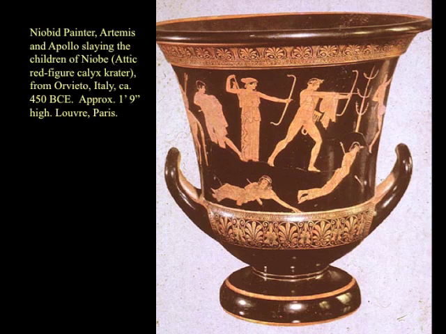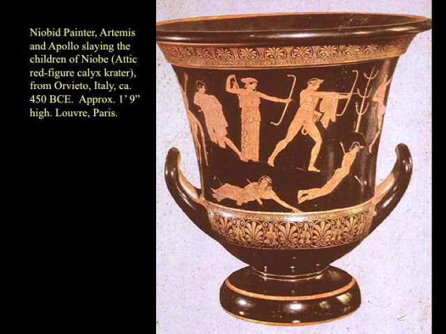But in many cases we can attribute the work of a series of vessels like this to a given artist based upon their style. And so this artist we call the Niobid painter based upon the subject of this work. And they've been able to recognize other examples by this painter based upon their technique. So this example here shows Artemis and Apollo, and they are essentially, well, they're kind of settling a grudge.